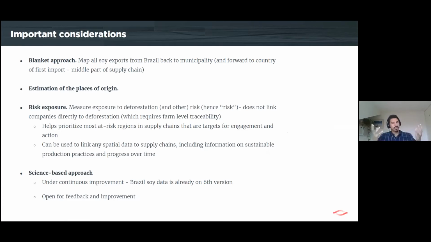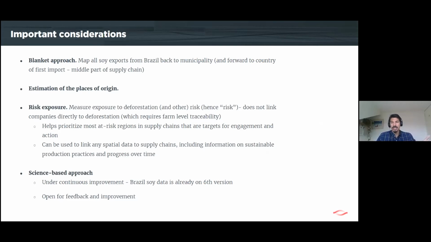So just to wrap up, what we do is we only map a commodity if we can map the whole production and export from that region, and that's what we do for all the commodities that we have so far. And it's really important to mention that, as there is modeling involved, as it's a science-based approach, it's an estimation of the places of origin. Some people just see this as reality, but that's not the reality.